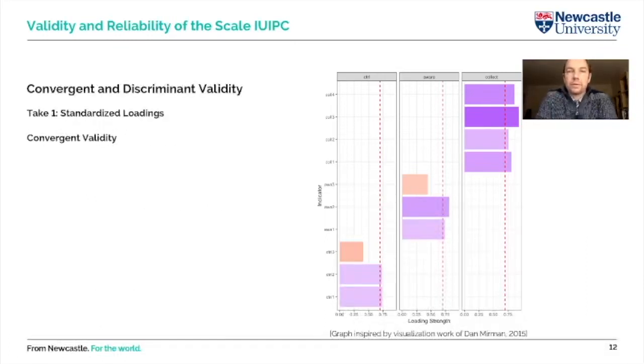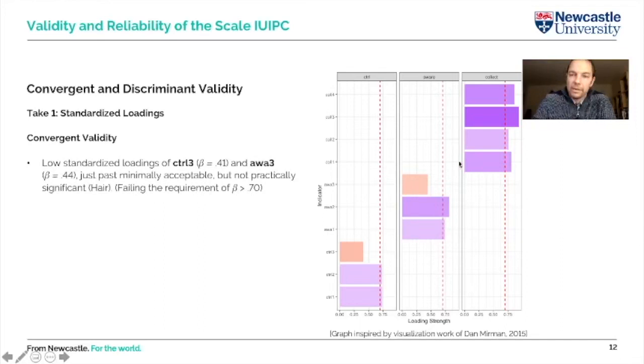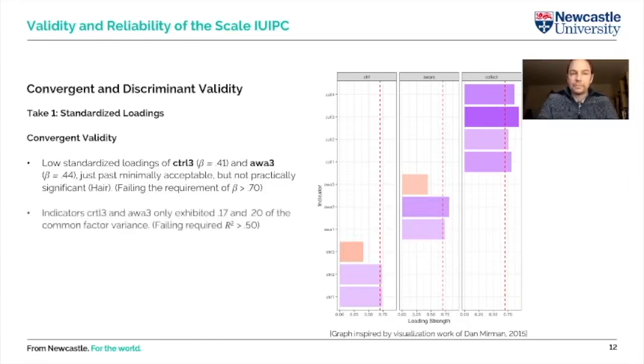Now, this plays into the evaluation of convergent and discriminant validity, where we're looking at the standardized loadings. So we're starting with convergent validity, and here we find that for the factor collection, things are looking good. However, for the factor awareness, we have awareness 3 with a low standardized loading, and for the factor control, we have control 3 with a low standardized loading. So our criteria for those, namely that we have a requirement of a beta greater than 0.70, are not fulfilled. Now, this has direct implications in the sense that these indicators only exhibited less than or equal to 20% of the common factor variance, which is problematic for our convergent validity.